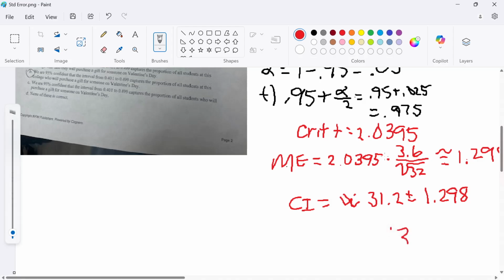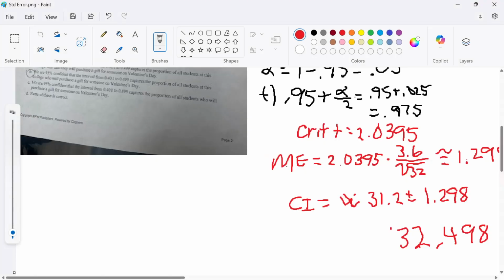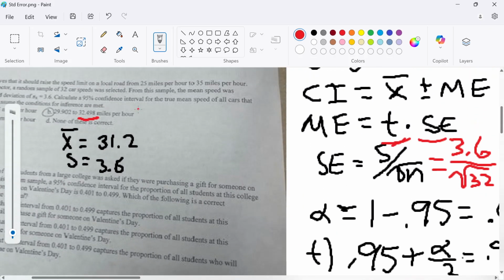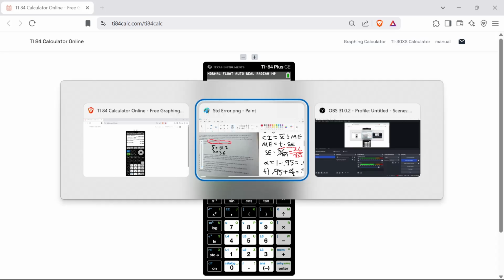So 32.498 is the high value. And then the low value is 31.2 minus 1.298, approximately. And that comes out to 29.902. That's the lower value. And so, in fact, 29.902 to 32.498. That's answer B.